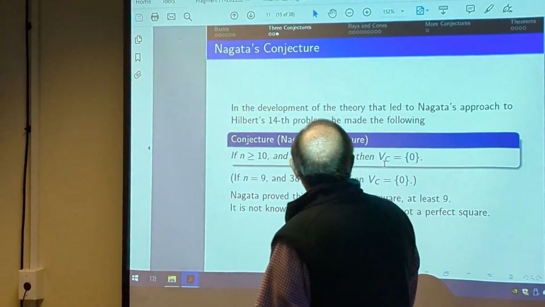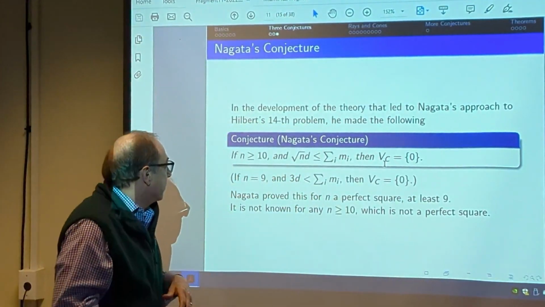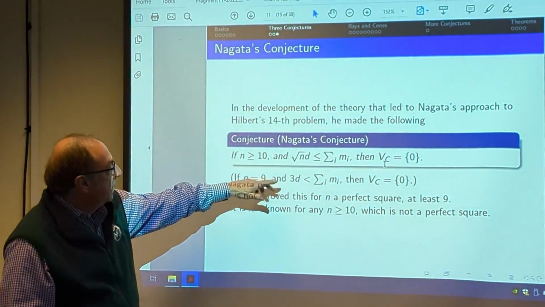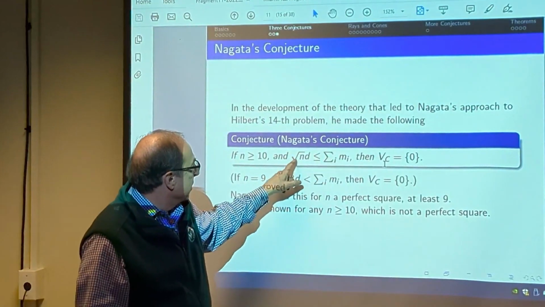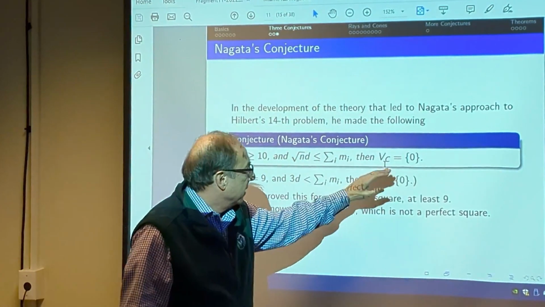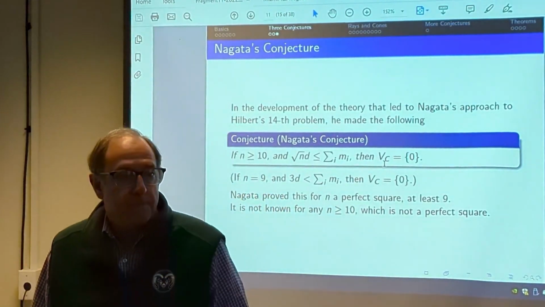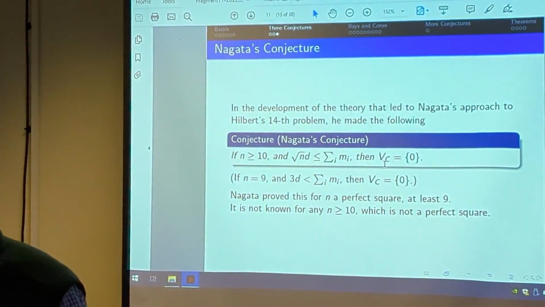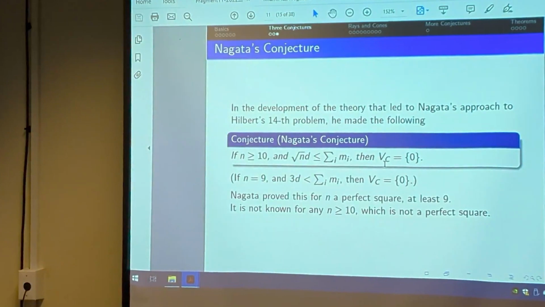And his conjecture was that for 10 or more points, if you have this condition, square root of n times the degree is smaller than the sum of the multiplicities, then there is no curve. The degree is too small. Right?